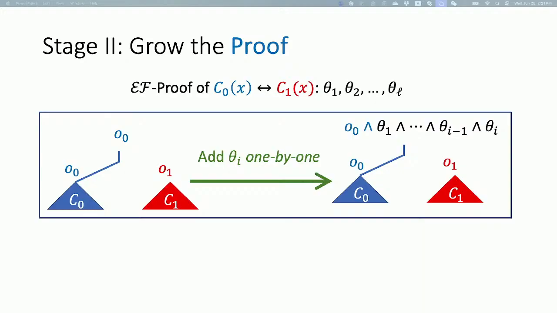So at the ith step, each time I only add one line in the proof. So at the ith step, I'm going to compute C0 of x and a series of thetas from theta 1 to theta i minus 1 and theta i. Okay.